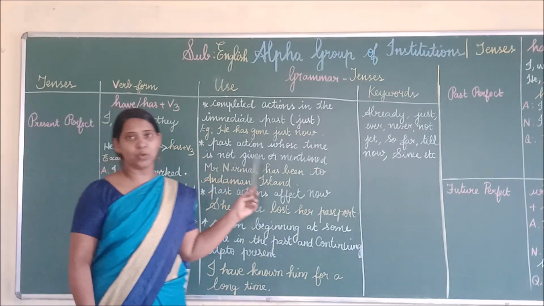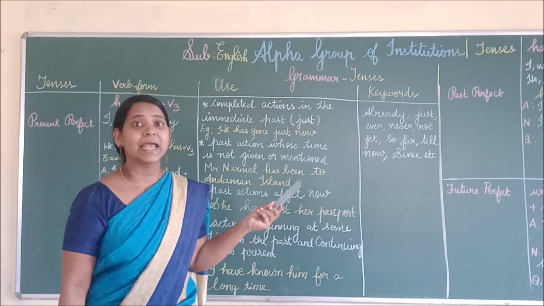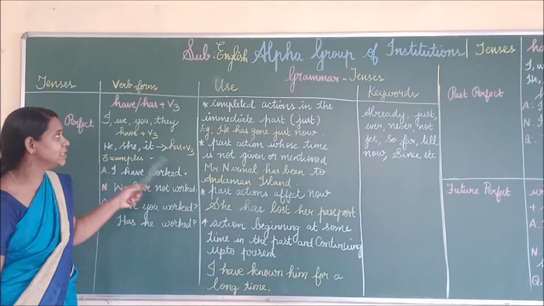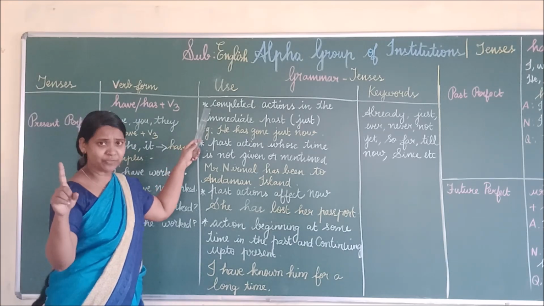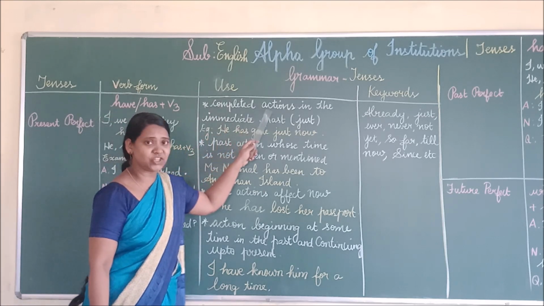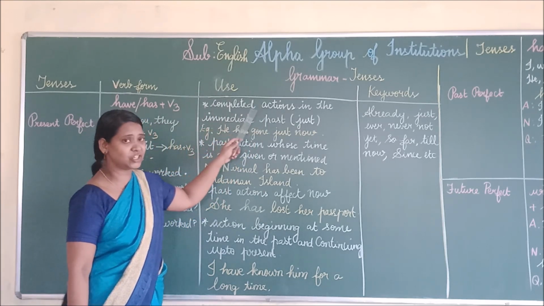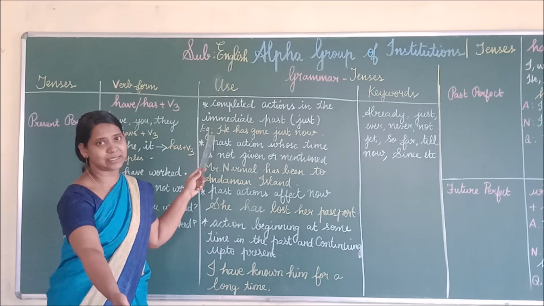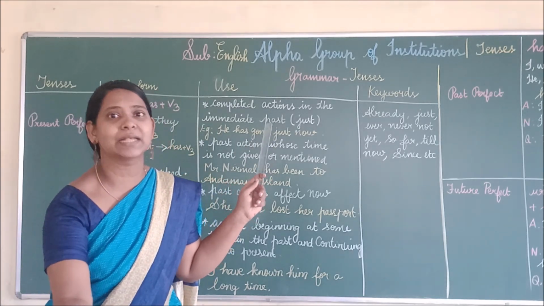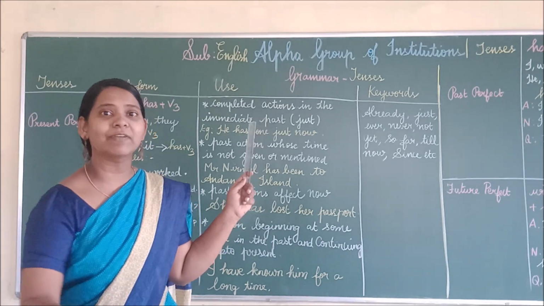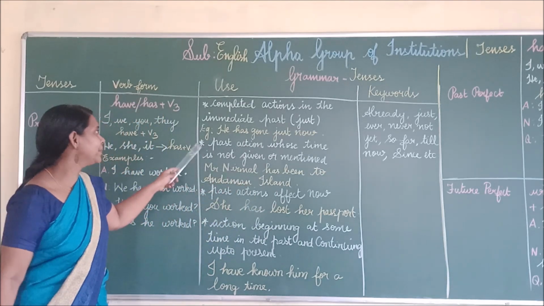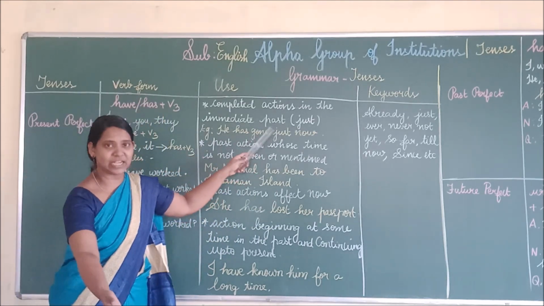When do we use present perfect tense? First, to denote a completed action in the immediate past. For example, I have completed my work just now. Okay, example, he has gone just now.